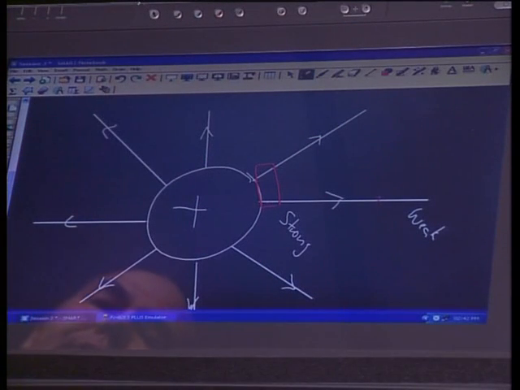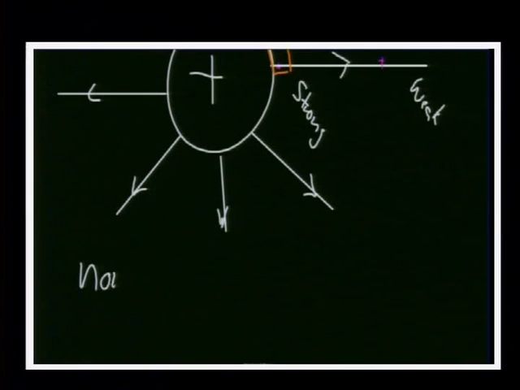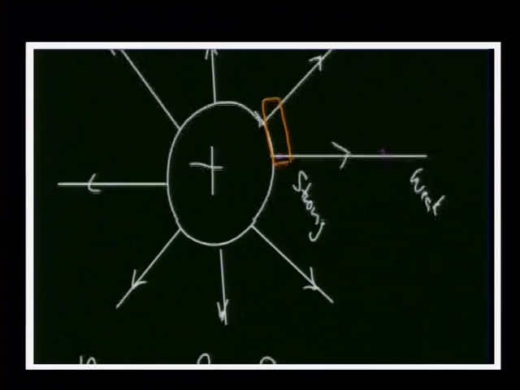This type of field is known as a non-uniform field. Sorry, I've spelt that incorrectly. Let me just rewrite it. Non-uniform field. It's changing every time you move away.